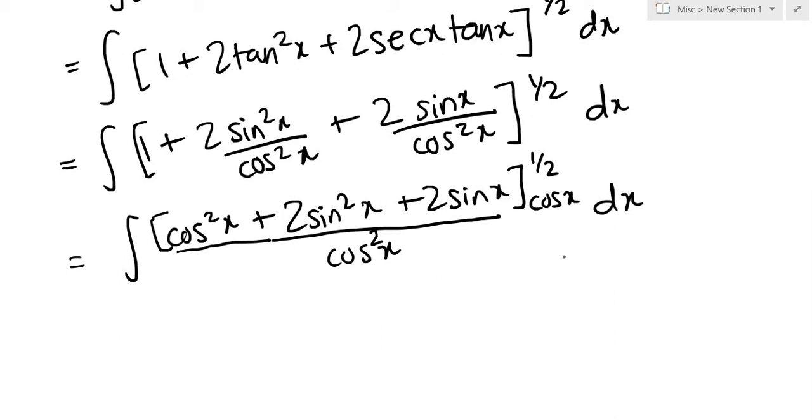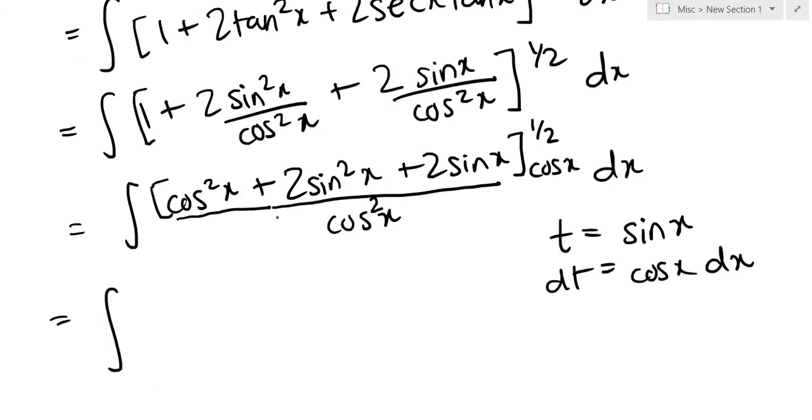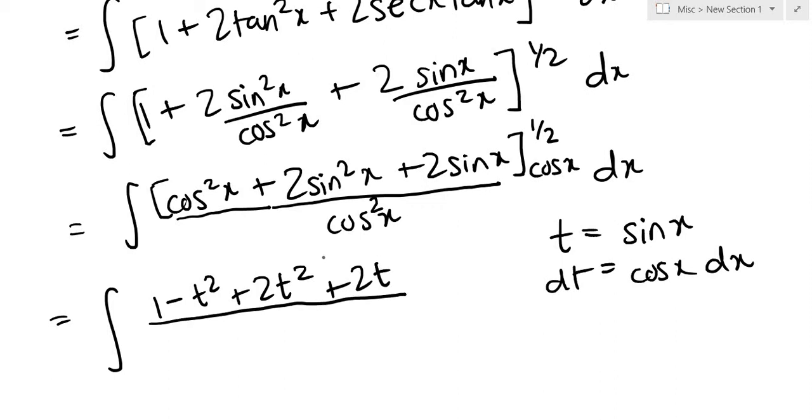And now we can do the great substitution, because we have the cos x dx. Let t be sine of x, such that dt is equal to just this outside part, cosine of x dx. And we can just write our integral in terms of t. Cosine squared of x is nothing but 1 minus sine squared of x. So we have 1 minus t squared plus 2t squared plus 2t all over 1 minus t squared, and then let's not forget there is a 1/2 power on the top, and dt, because cos x dx was dt.